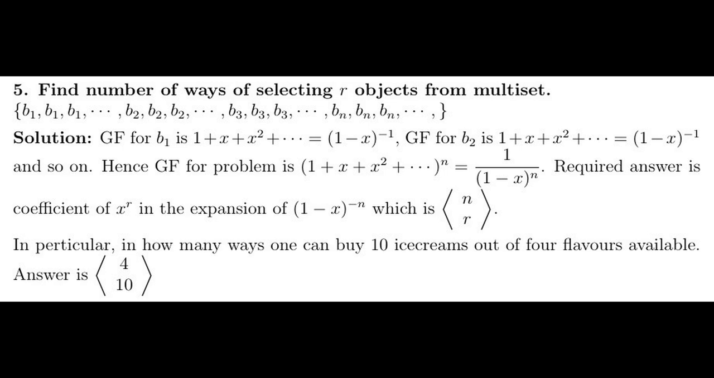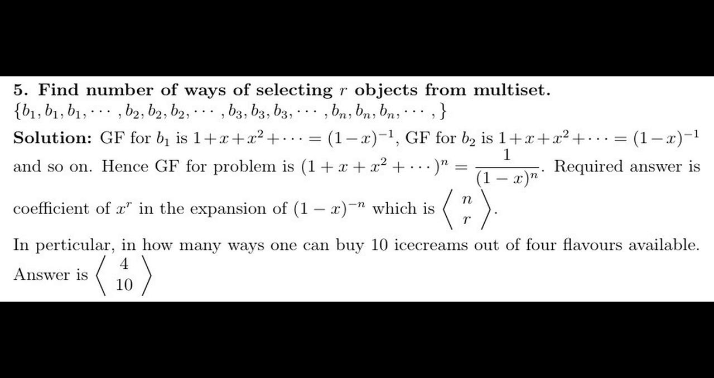Now, the next problem is going to be interesting because there are infinitely many b1s, infinitely many b2s, infinitely many b3s and infinitely many, dot dot dot, bn's. Here, if we are supposed to select r objects out of this multiset, then the generating function for b1 will be 1 plus x plus x squared and so on, for which we have written the generating function as (1 minus x) raised to minus 1. For b2 similarly, (1 minus x) raised to minus 1 and so on. Hence the generating function for the problem will be (1 plus x plus x squared plus dot dot dot) raised to n, which is 1 upon (1 minus x) raised to n.